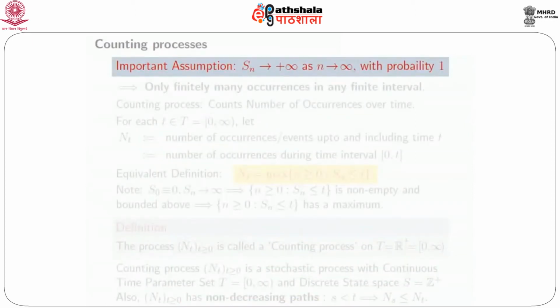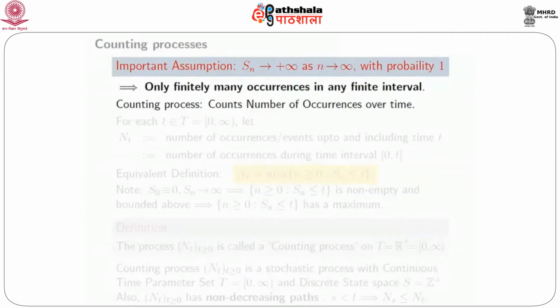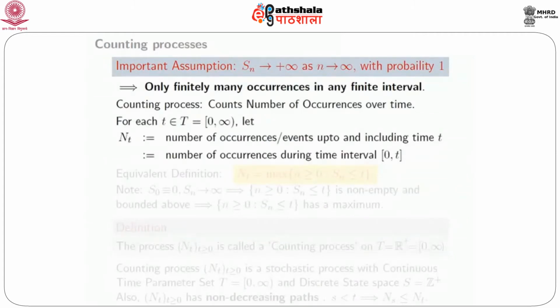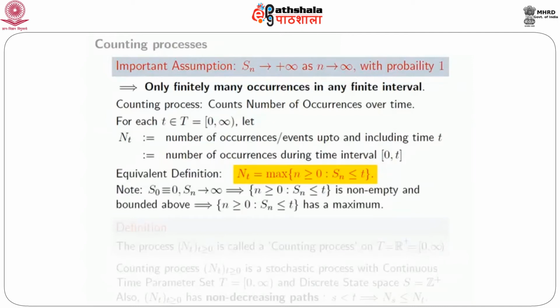So now we are going to make a very, very important assumption. Without this, the entire theory would collapse. The assumption is that Sn goes to plus infinity as n goes to infinity with probability 1. So what does that mean? That really means that there are only finitely many occurrences with probability 1 in any finite interval. Because if you give any finite interval, it cannot be that all the Sns lie in that interval, because Sn has to go to plus infinity. So only finitely many Sns would be lying in that interval, which essentially means that there are only finitely many occurrences in any finite interval. So there is no explosion of number of occurrences in any finite interval.